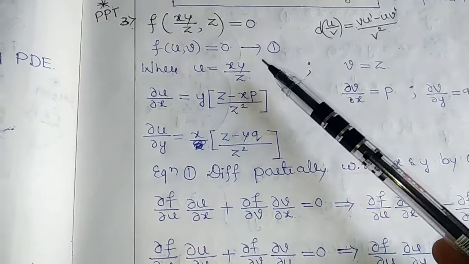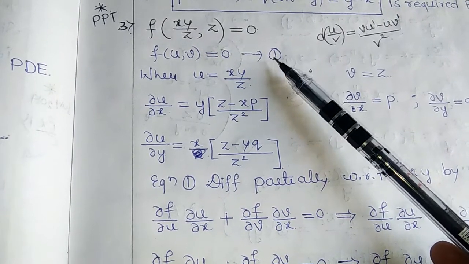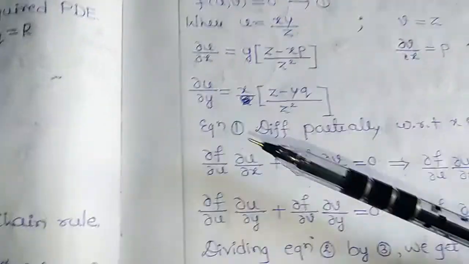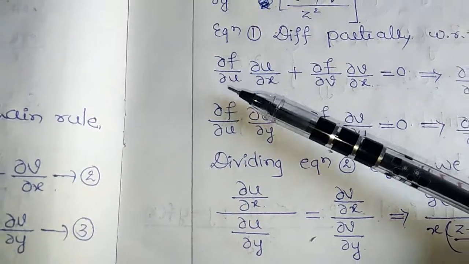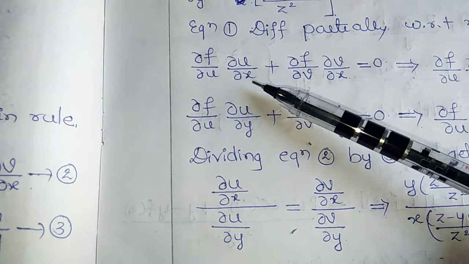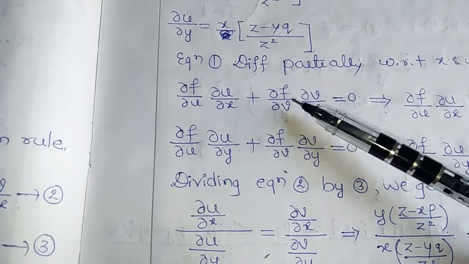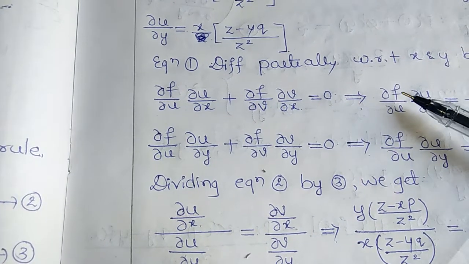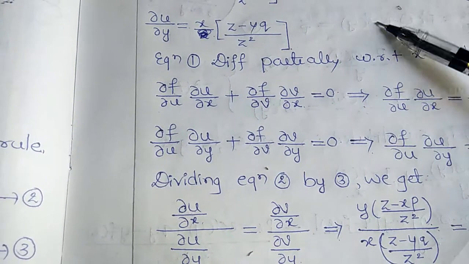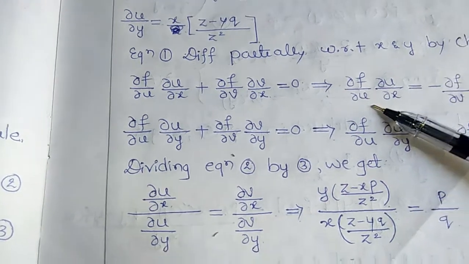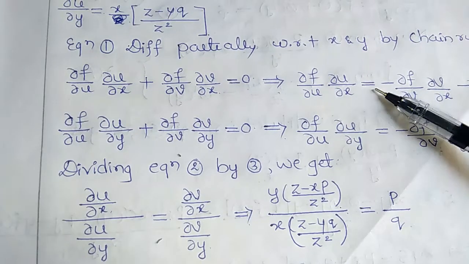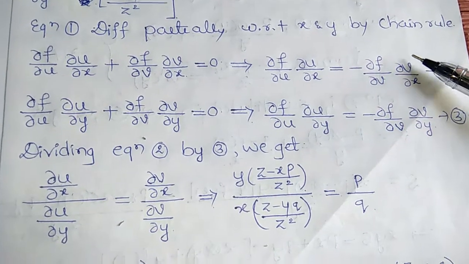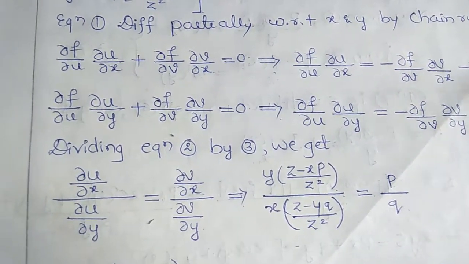Then differentiate equation 1 with respect to x and y partially. We get dou f by dou u into dou u by dou x plus dou f by dou v into dou v by dou x is equal to 0. This implies dou f by dou u into dou u by dou x is equal to, take this value to RHS side, minus dou f by dou v into dou v by dou x, call it as 2.